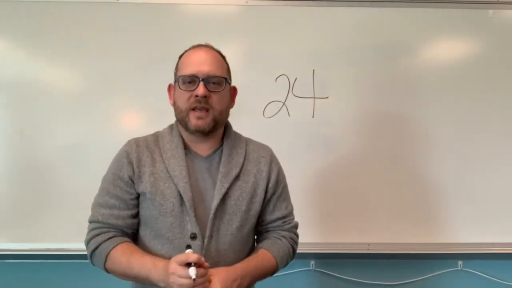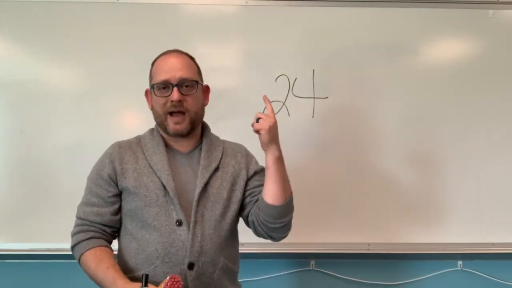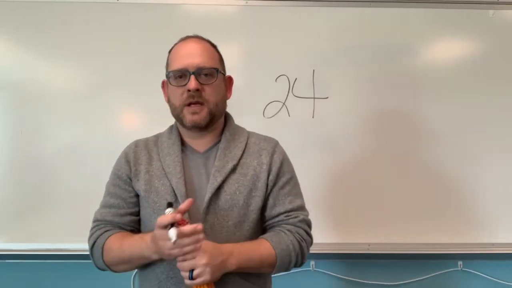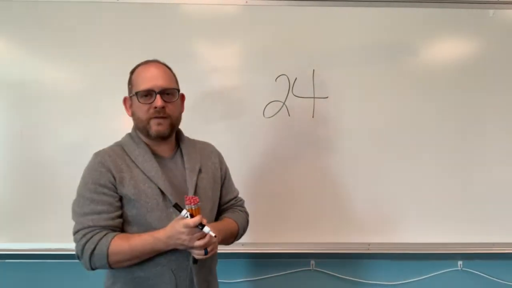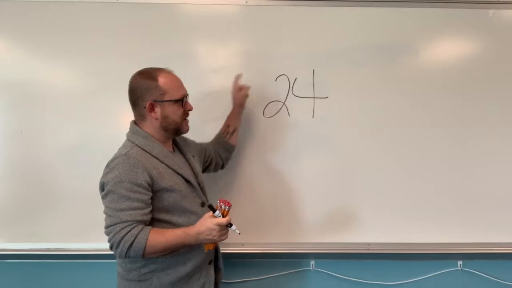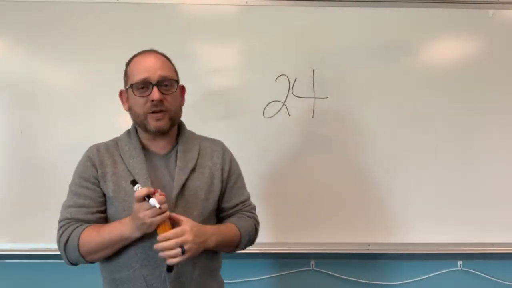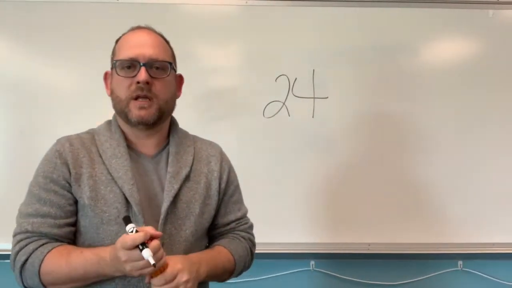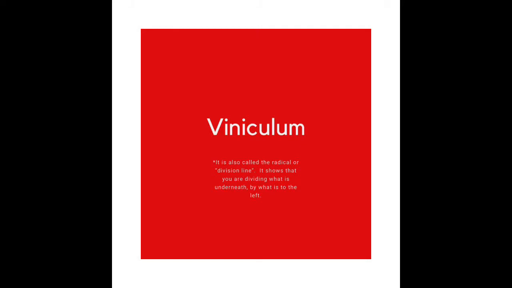Hey everybody, if you check out the problem that's linked right above in Canvas, you will see the number 24 inside the little division house. Actually, that little division house is called the vinculum, or the radical. So that is the symbol for division.